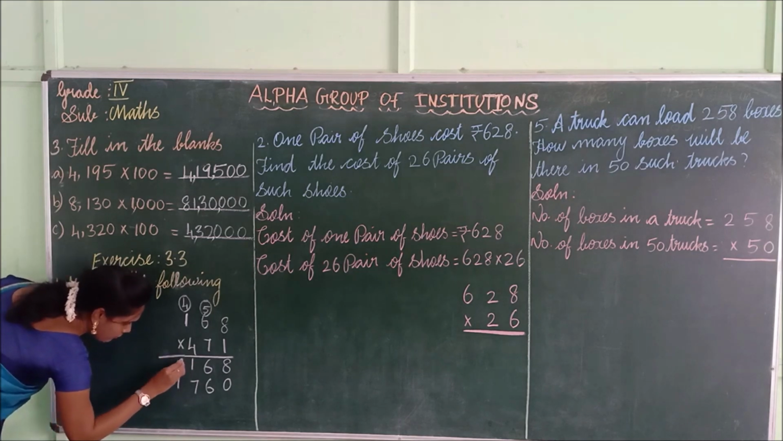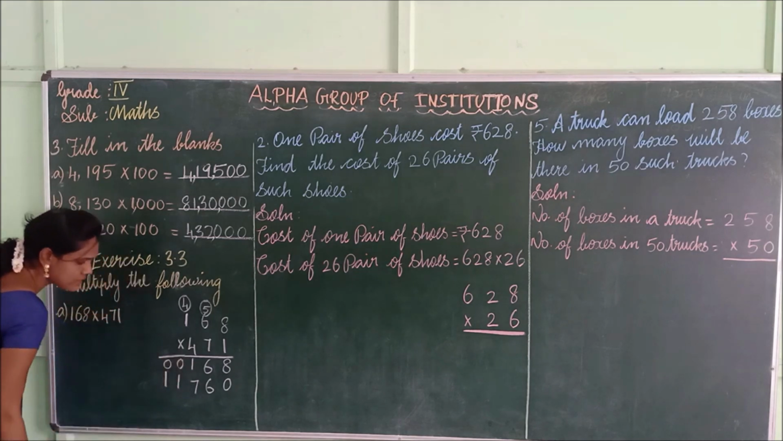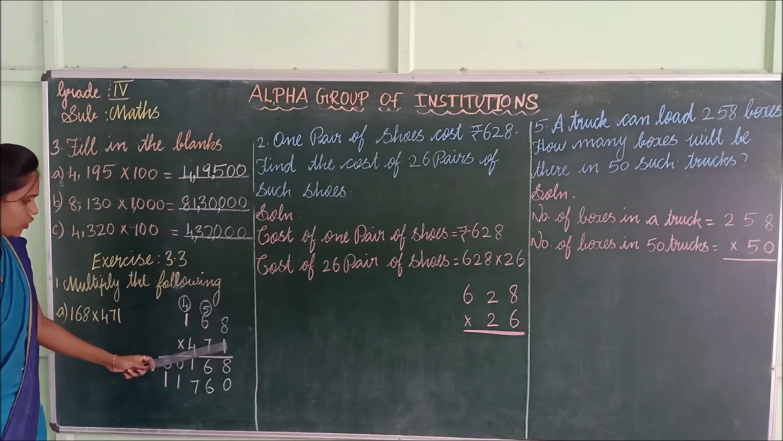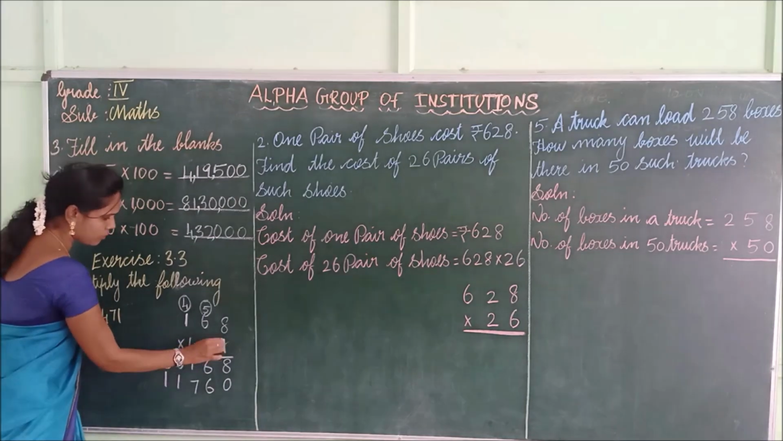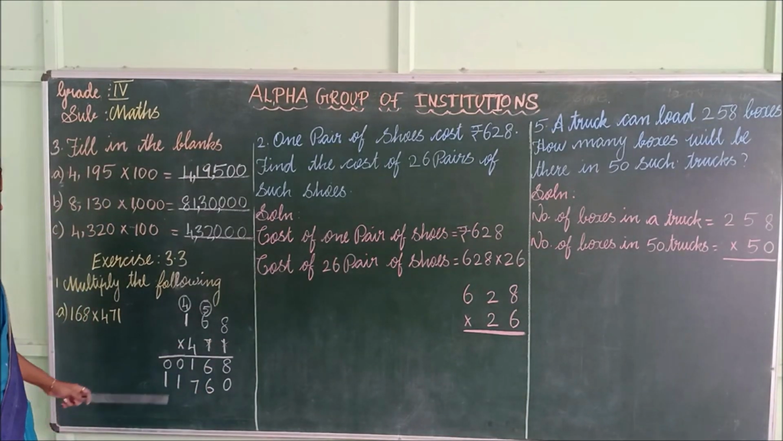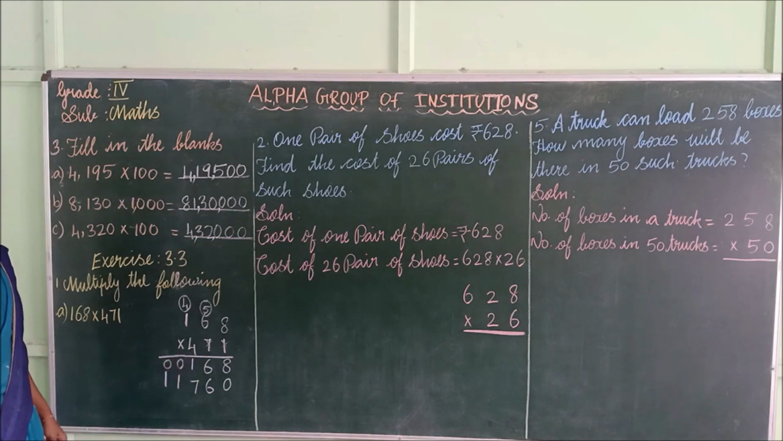In the remaining place you can put zeros or cross out. So we have finished two numbers. This number also we have finished. This number also we can finish. So now we move on to hundreds place.